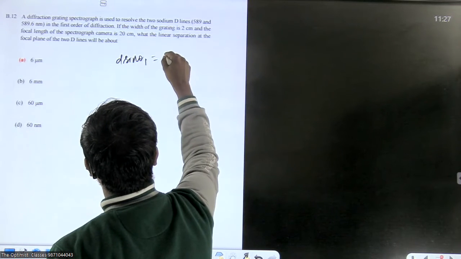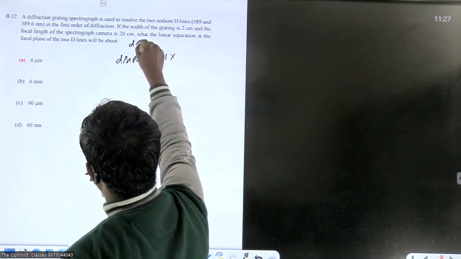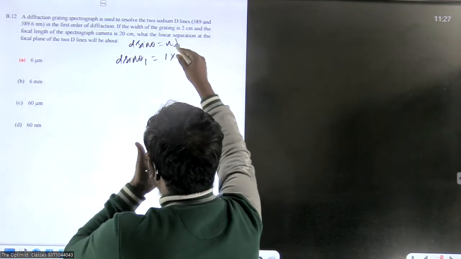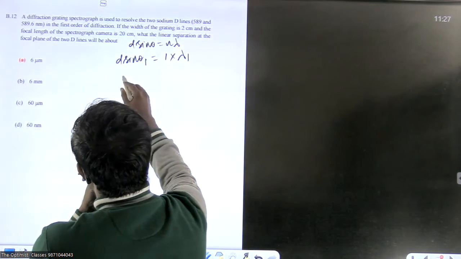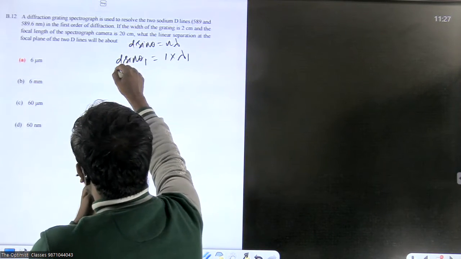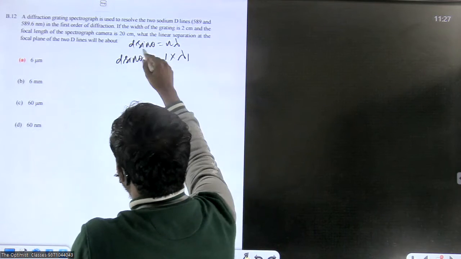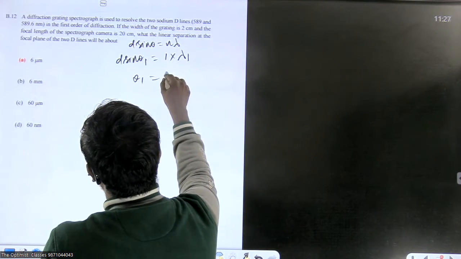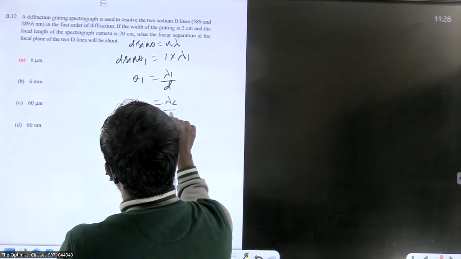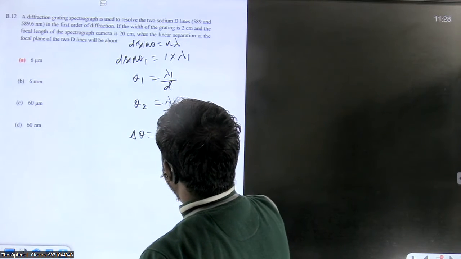For first order, we write it like this: d sin theta is equal to n lambda for diffraction. So for first order, here we'll write lambda 1. Since lambda is in nanometer and the slit width is larger, lambda is actually small, so we'll assume this angle to be small, and we'll write theta 1 is equal to lambda 1 by d. Similarly we'll get theta 2 is equal to lambda 2 by d. So the difference in the angle will be equal to delta lambda by d.